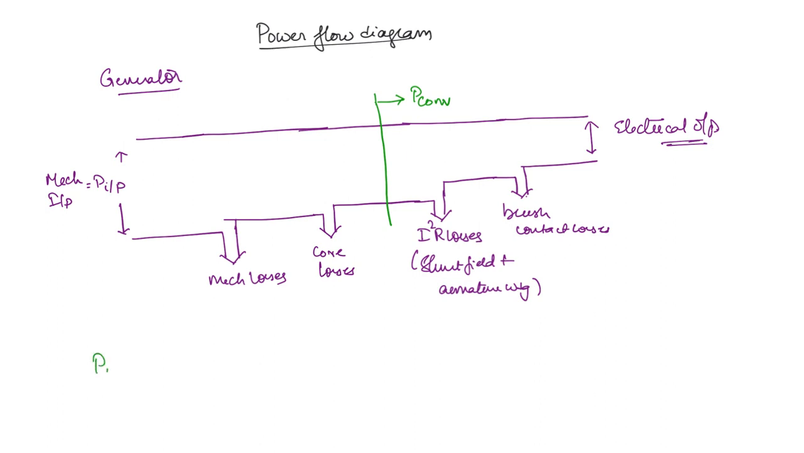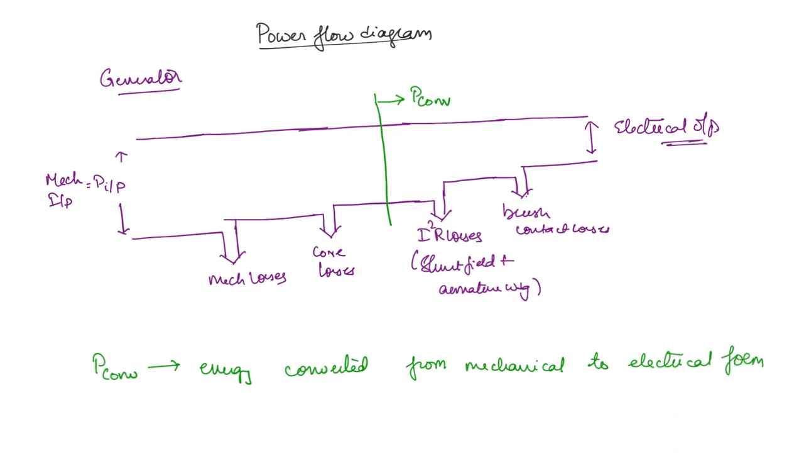So you can write down the meaning of the few terms here. P converted is the energy converted from mechanical to electrical form, because that is what happens in a generator. So this is equal to the input power minus mechanical losses minus core losses.